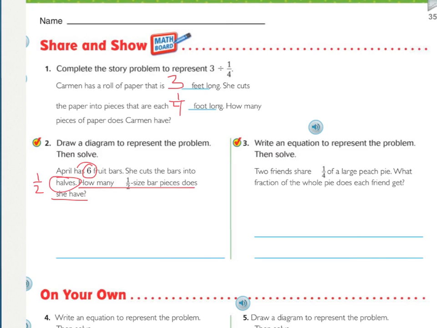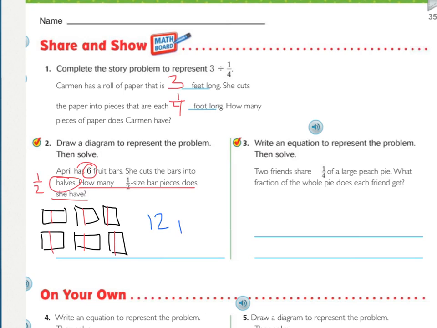So let's see. 6 divided by 1/2. Let's draw 6 bars. Now, oops, that looks more like a square, but that's okay. We'll just keep going. These are just sketches and diagrams to get us going. And then she cut them in half. So we're just going to do one line right down the middle to make them in halves. Okay? So now, how many half-size bar pieces does she have? Well, we have 6 rectangles with 2 in each of them. 6 times 2, that means she is going to have 12 pieces.